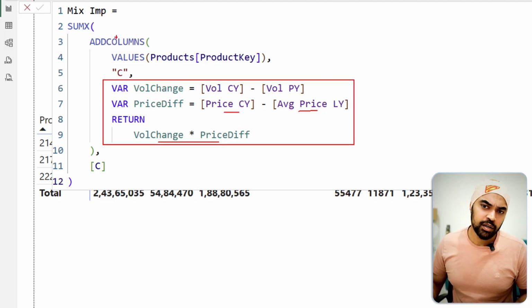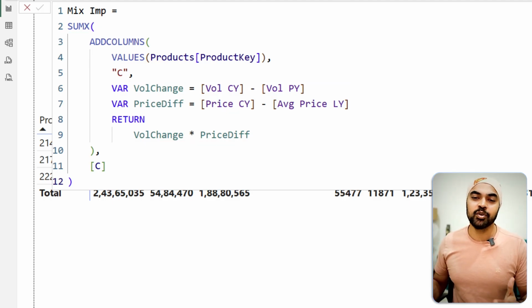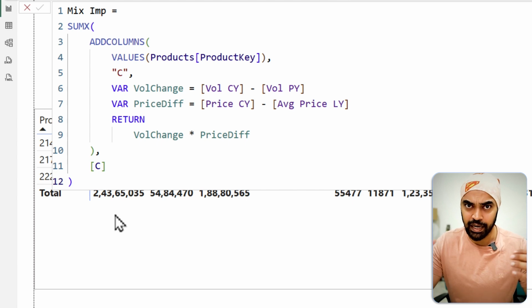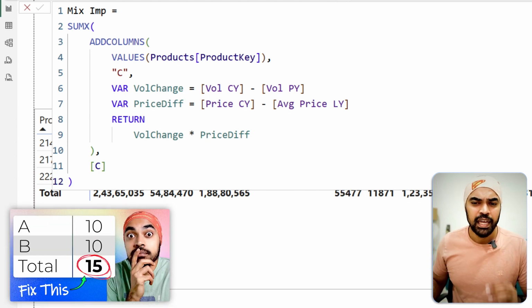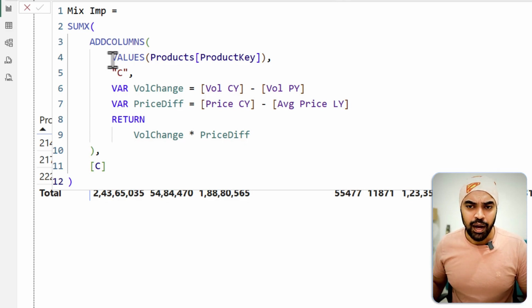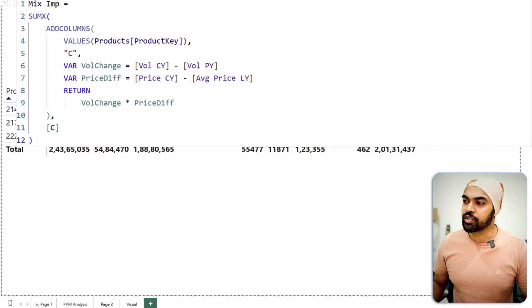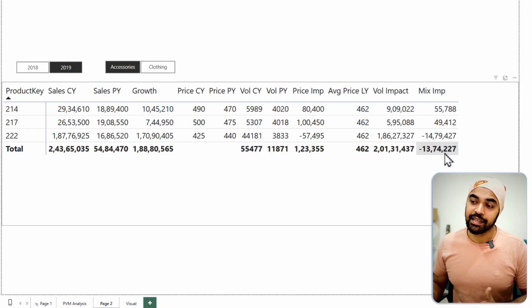If you're wondering what exactly is the VALUES function and the ADDCOLUMNS and the SUMX, this is just to get my totals right, because I am doing this calculation at the product level, and that's why I want to get the totals right at the bottom. In case you don't know this particular approach to get the totals right, I've done another video on that, and I highly recommend that you please watch that video in order for you to understand why I am using these wrapper functions around this in order to get the totals right. But the core calculation is just right here. I'm going to drag this calculation off to my visual, and that actually gives me the right answer, and this is nothing but my mix impact.